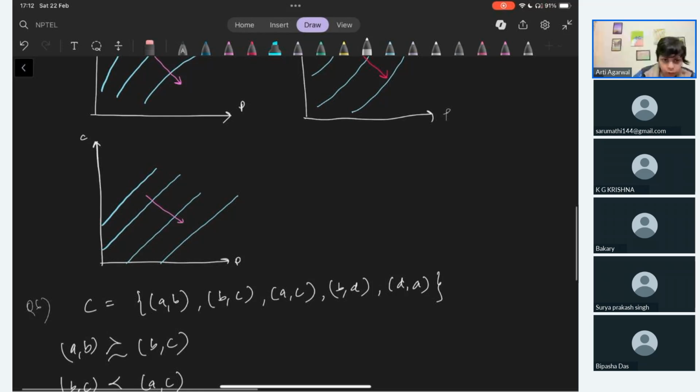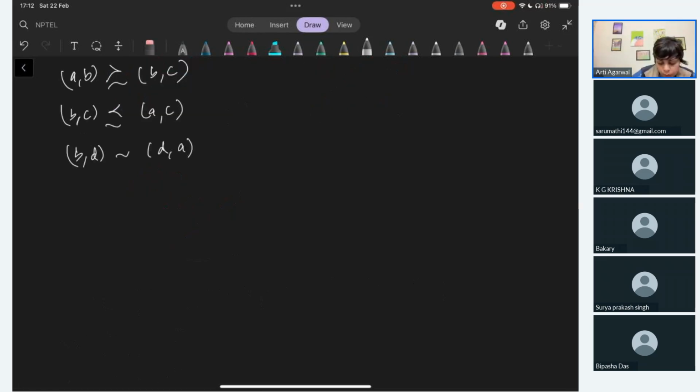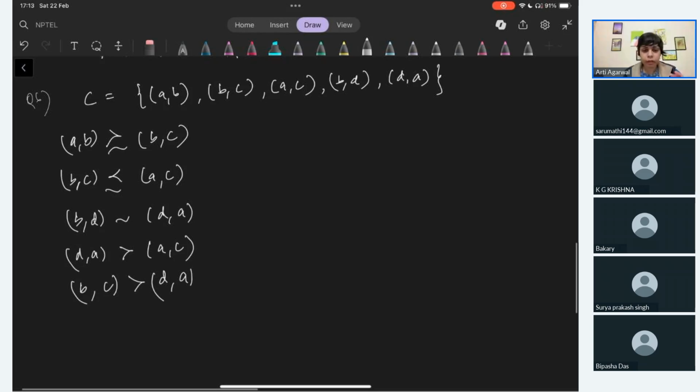Okay, D comma A is strictly preferred to A comma C, and B comma C is strictly preferred to D comma A. Now we will try to rank these, so that only when we rank can we check whether they are all lining up nicely or not.